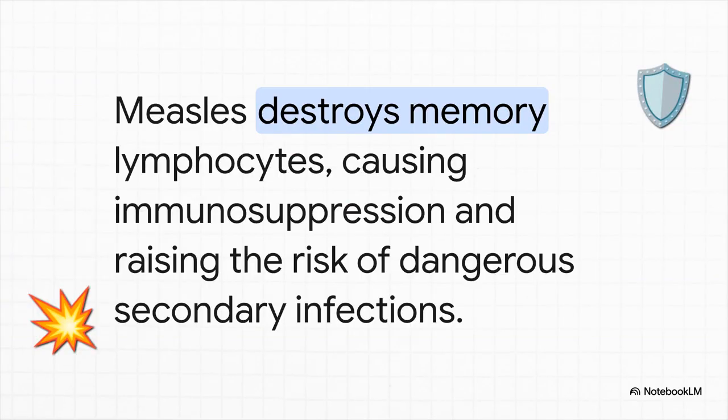Okay, if you remember one thing from this section, let it be this. Measles causes something called immune amnesia. It's wild. The virus literally seeks out and destroys your immune system's memory cells, the very cells that remember how to fight off diseases you've had before. It's like it wipes the slate clean. And this is exactly why patients with measles are so vulnerable to other nasty secondary infections, especially bacterial pneumonia.